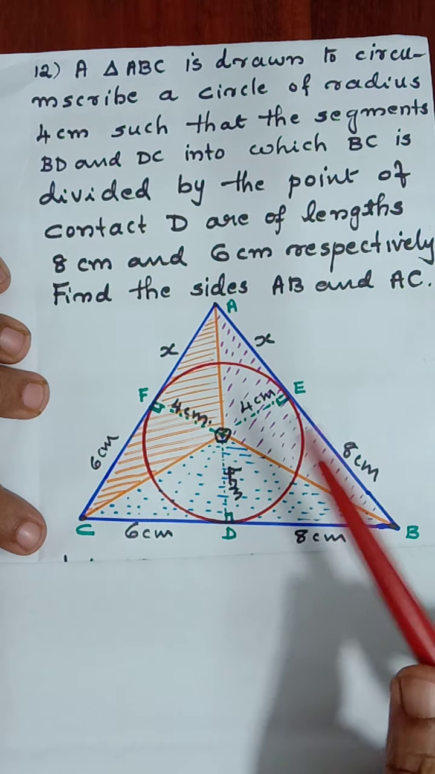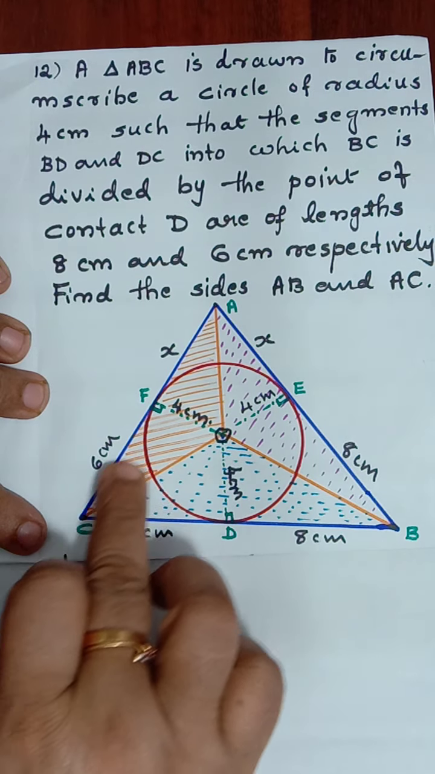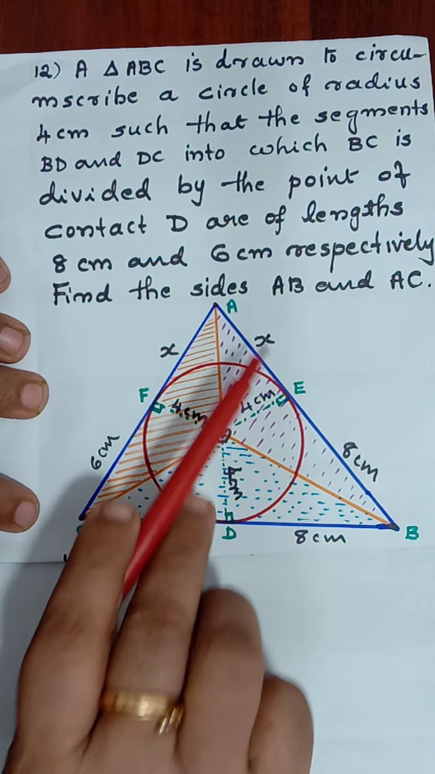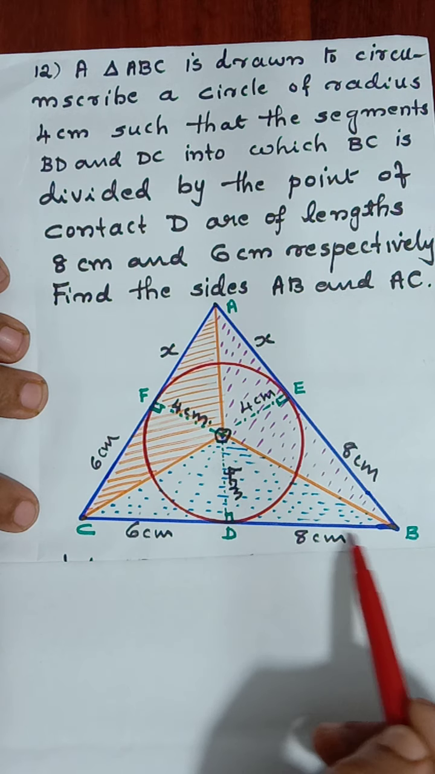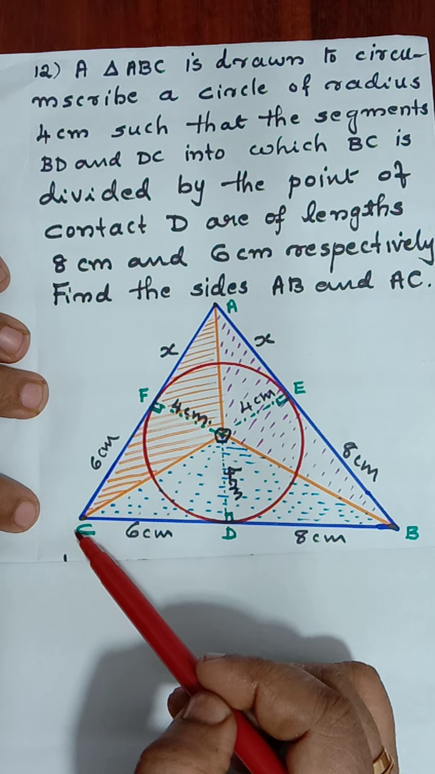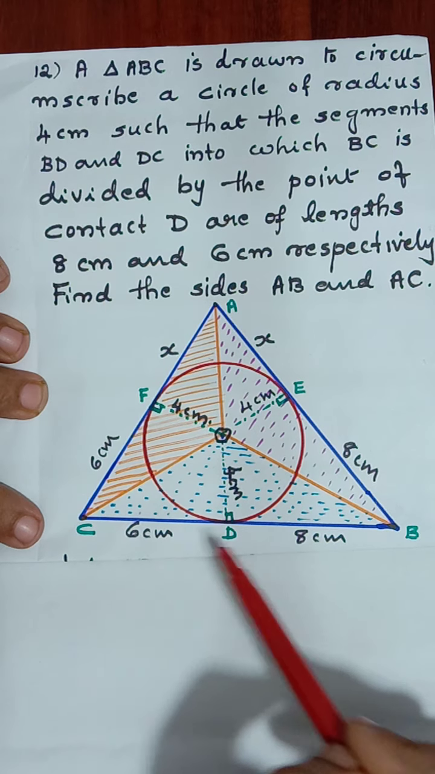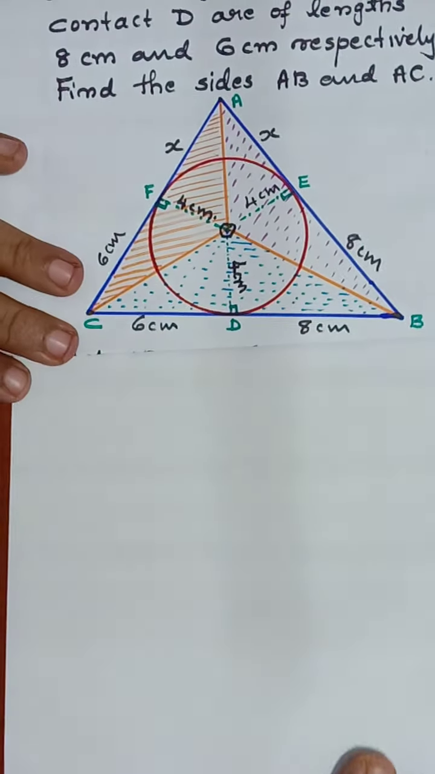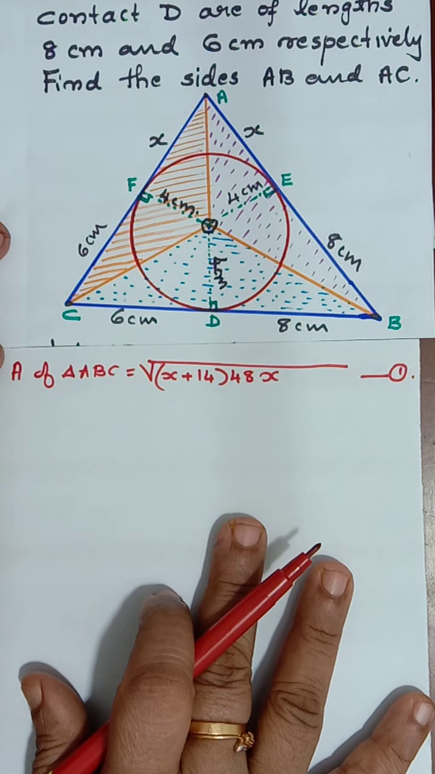Add all these areas: area of triangle AOB, area of triangle BOC and area of triangle AOC. By using half base into height: half into base AB into height 4. Similarly, half into base BC into height OD, 4. Half into base AC into height 4. Base here is 6 plus x. Here base is 6 plus 8. Here x plus 8. That is the next step. So with this figure itself we will do that by seeing the figure. Okay, let us do that.